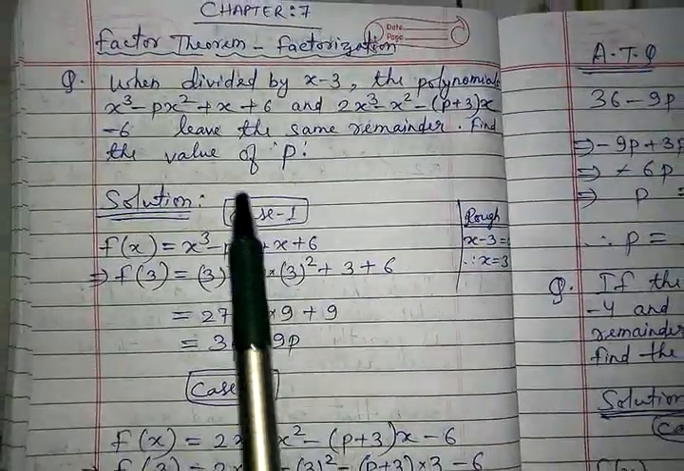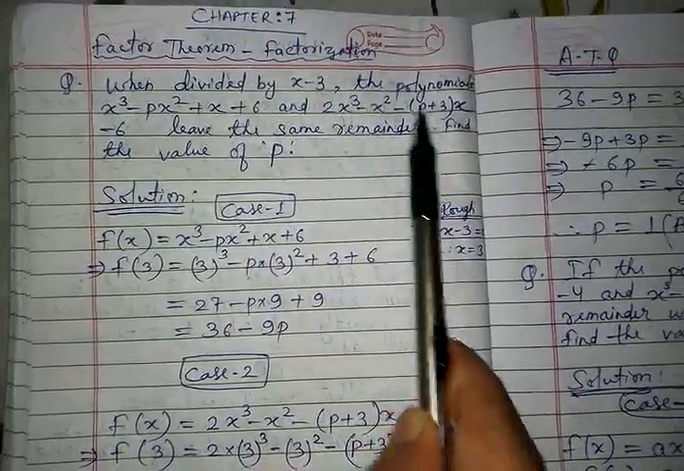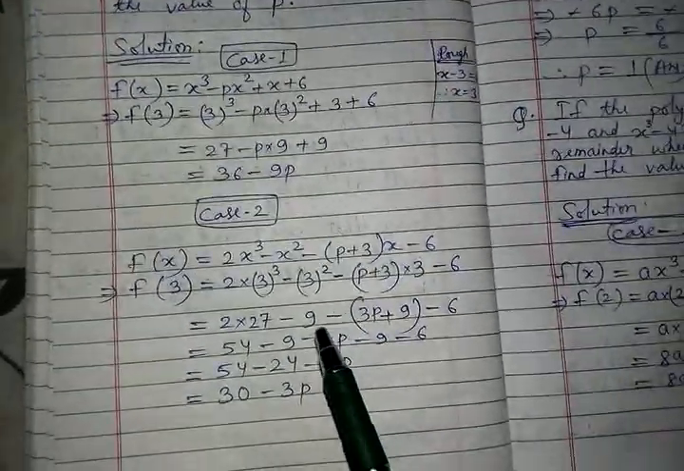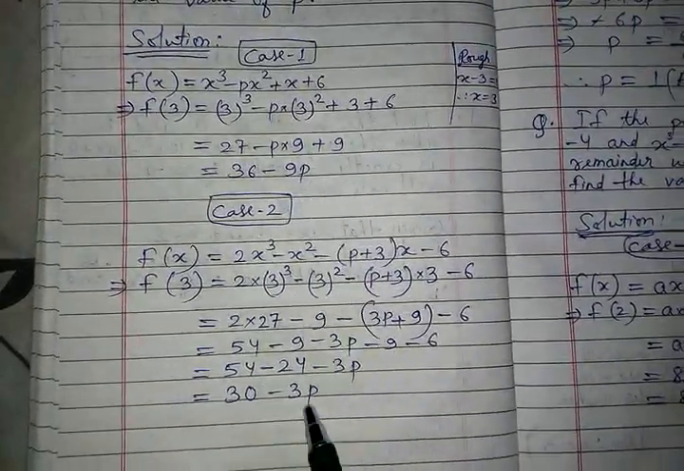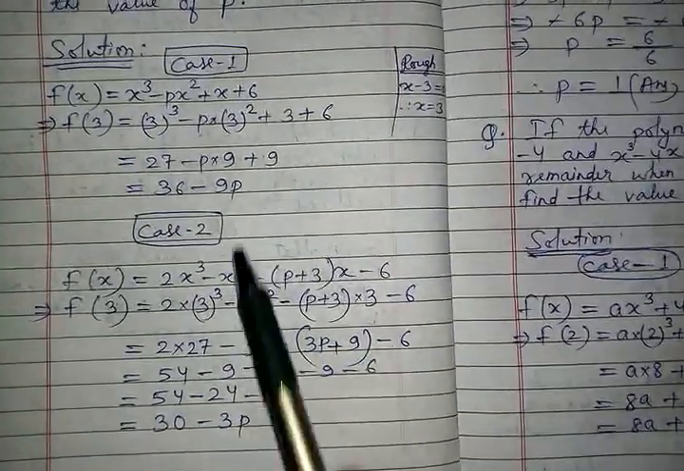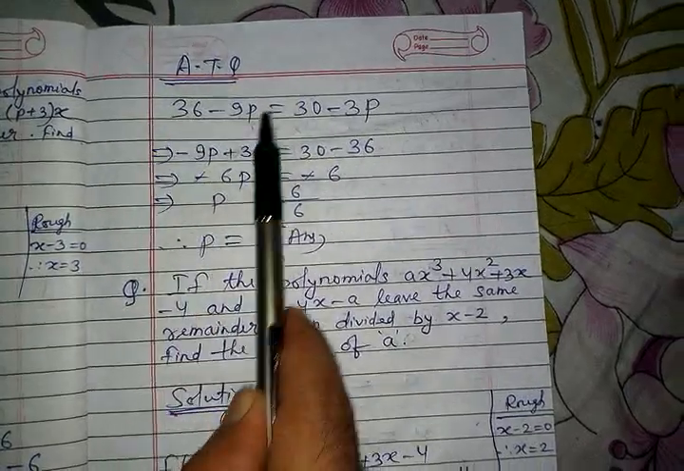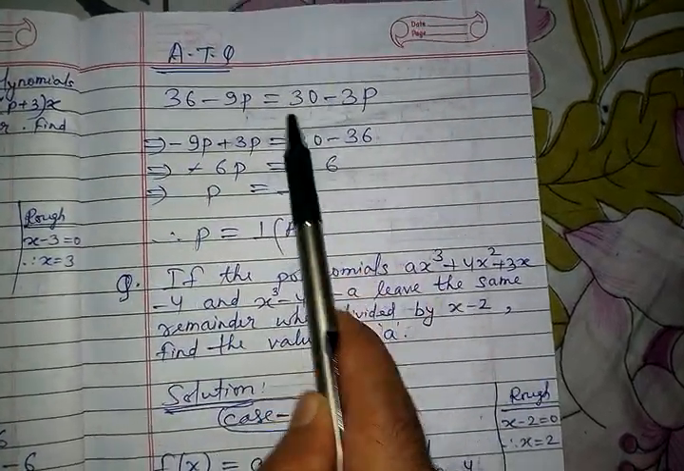You can see in the question that both the remainders are the same remainder. That means they look different, but actually they are the same remainder. That's why according to the question, both the remainders will be equal because they are the same remainder. You can check the question. That's why the remainder of case 1 is equal to the remainder of case 2.